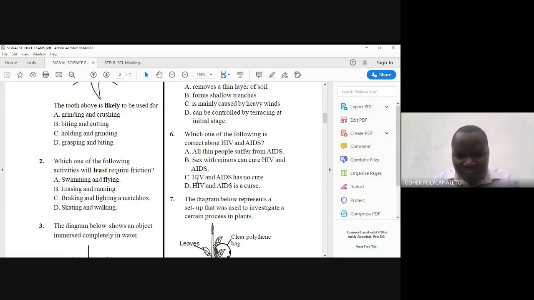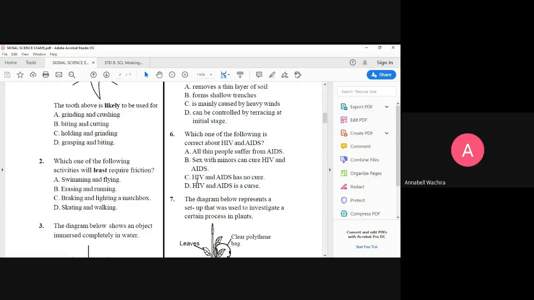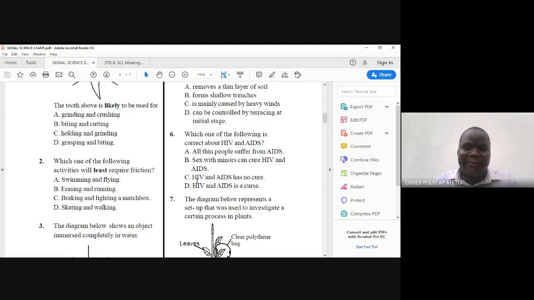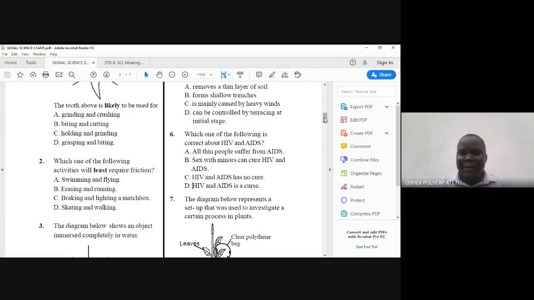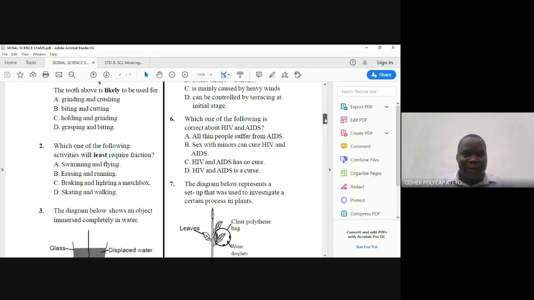See? Choice C is correct because HIV and AIDS has no cure. That is a fact. Is that correct? Yes. And D, this one is also a misconception. It's wrong because HIV and AIDS is not a curse. Correct. Very good, girl.